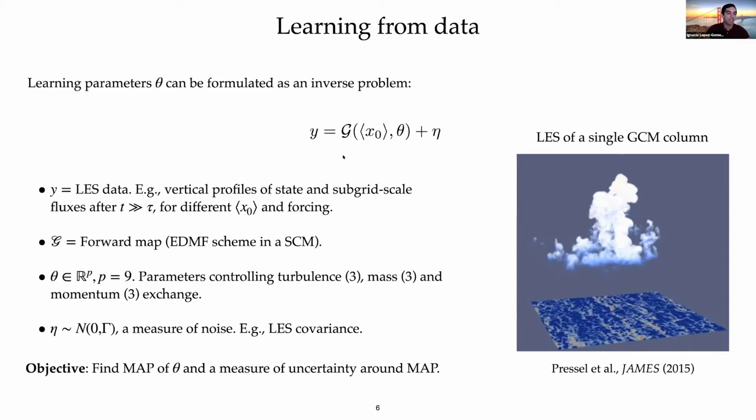In this case, our forward map is the Admx Scheme in a single column model, which allows us to compare results with LES in a single GCM column. And theta here are the parameters that we want to learn. In particular, I'm going to be considering a 9-dimensional space for the results that I'll be showing next, where 3 of those parameters control turbulence, 3 control the mass exchange, and 3 control the momentum exchange in the Admx Scheme. And our objective in this problem is to find the maximum a posteriori of theta and a measure of uncertainty also around that point estimate.